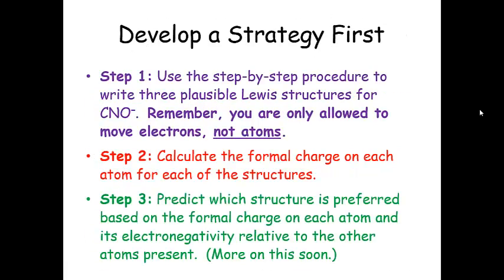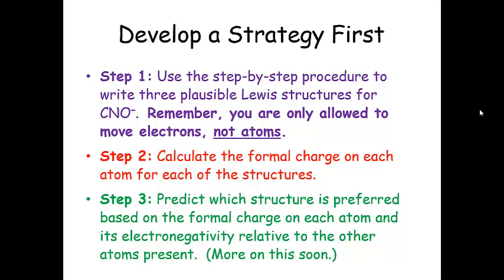Okay, so here's our strategy. We are going to use the step-by-step procedure to draw three different plausible Lewis structures for the fulminate ion. And we want to make sure that all of the structures follow the octet rule and are valid Lewis structures. Remember, you're only allowed to move electrons, not atoms. So you're not allowed to change the places of the carbon, the nitrogen, and the oxygen. You have to keep them in the same order, okay?